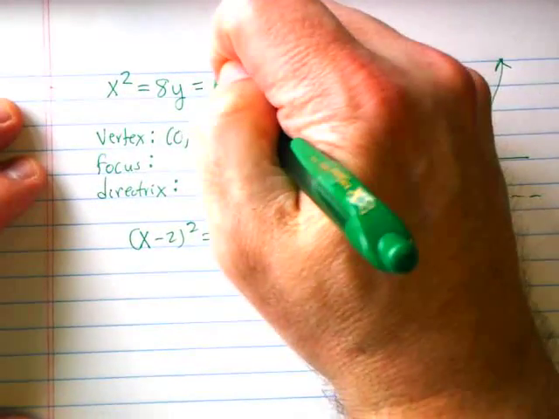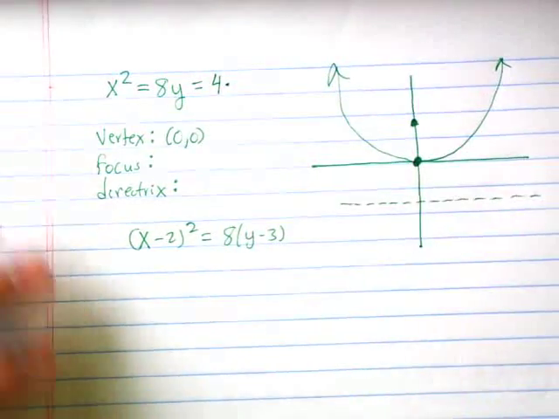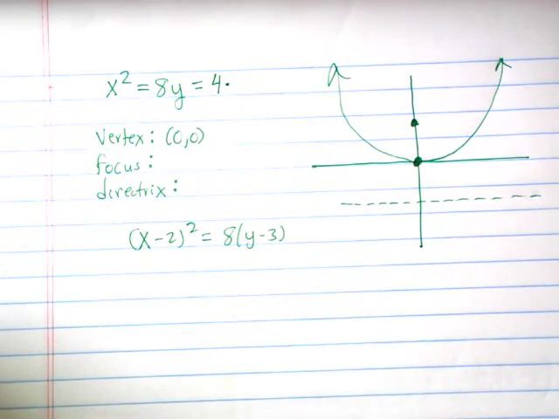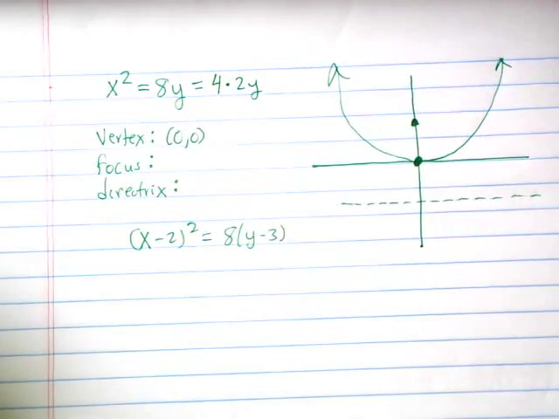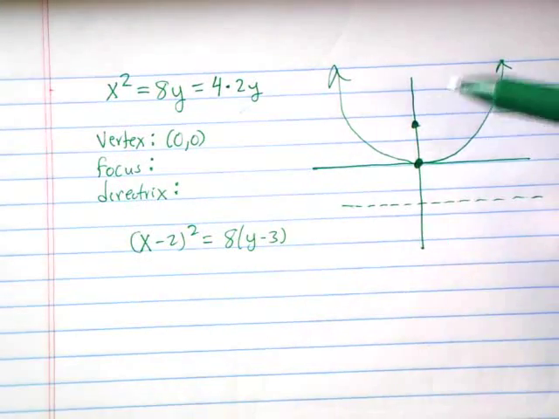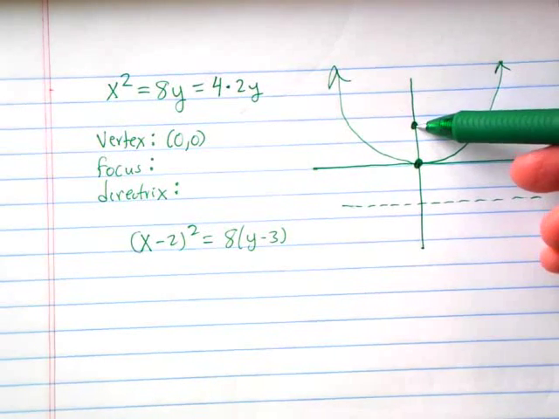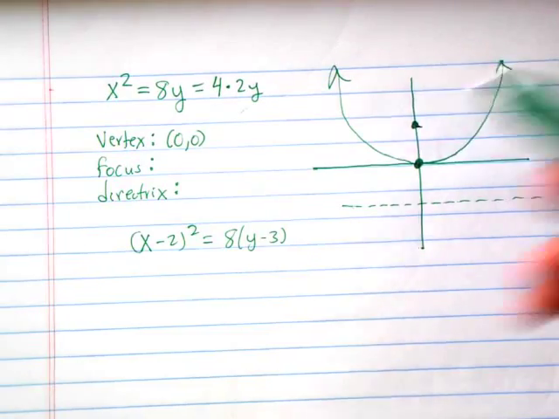So I really want to write this as 4 times something. I really want to have that 4 there. We always need a 4. 4 times what? 2y. So that tells me in this case the p number is what? P is 2. So to find my focus, I'm going to go straight up 2 spots. So what's that point? 0, 2.